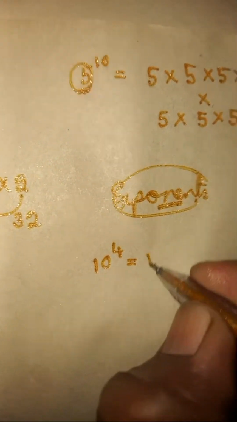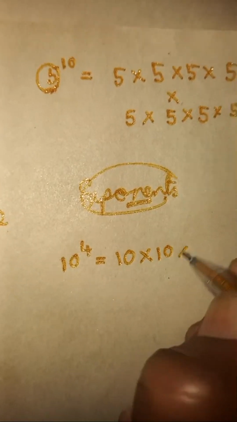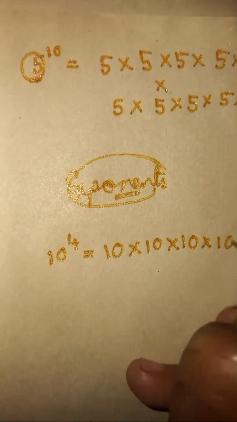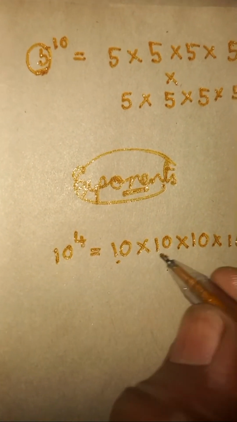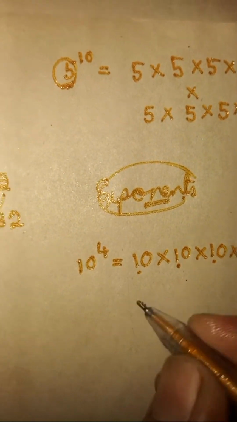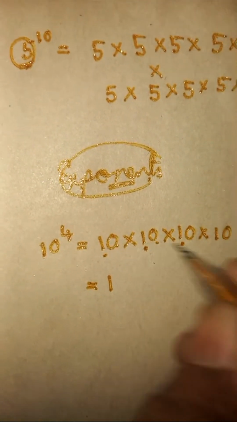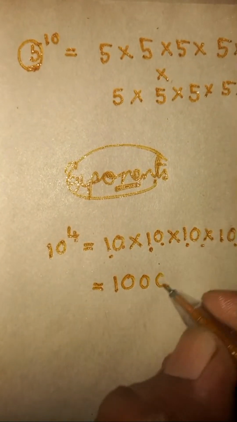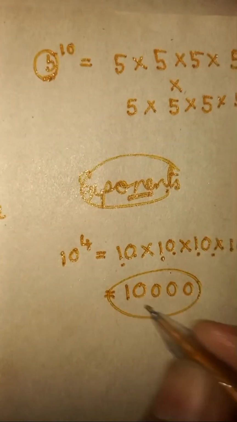10 power 4 can be written as 10 times 10 times 10 times 10. Here 1 times 1 times 1 times 1 remains 1. There are 4 zeros, so put 4 zeros in front. You're going to get it as 10,000.